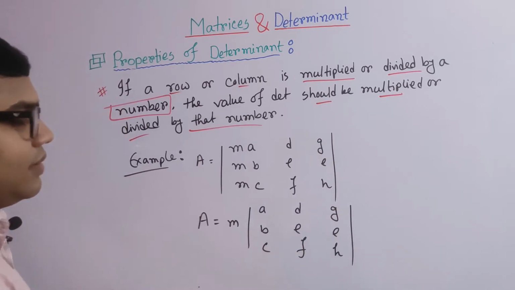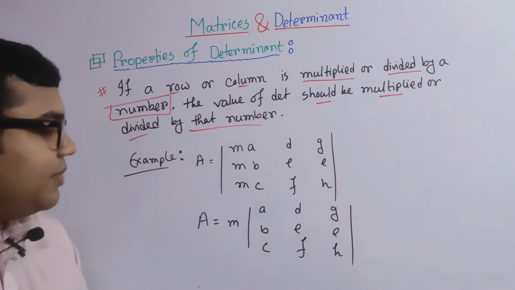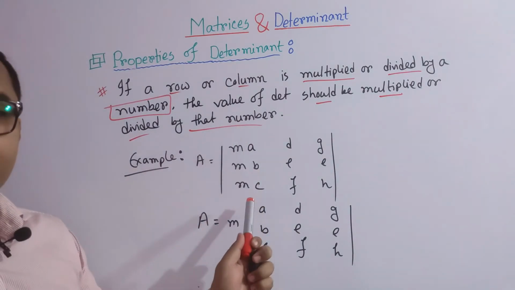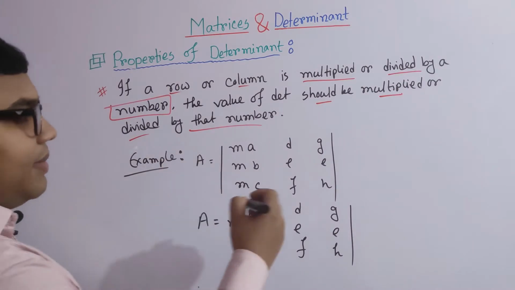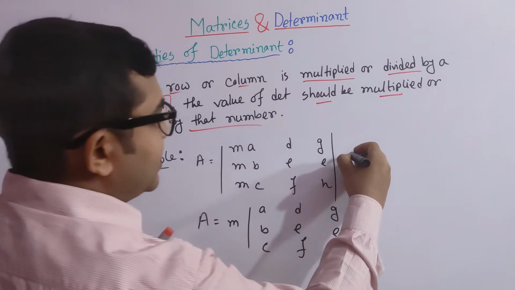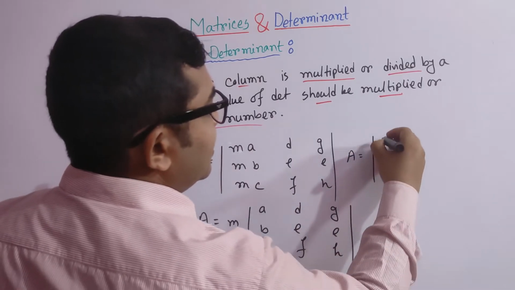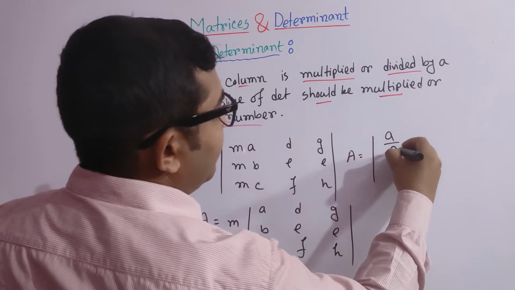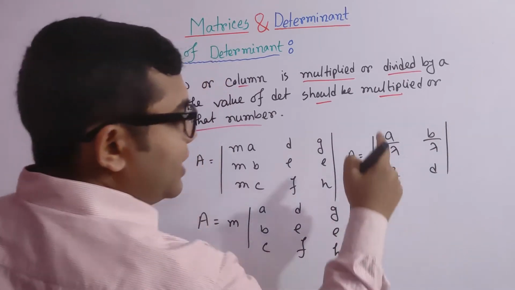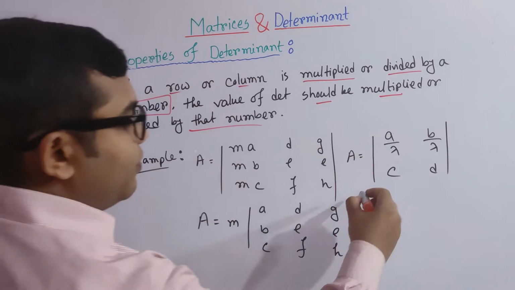Is that clear? At the same time, here a number was multiplying a row, but it can also look like this. Say for example, suppose A is A by lambda, B by lambda, C, D. This can be written as which way?